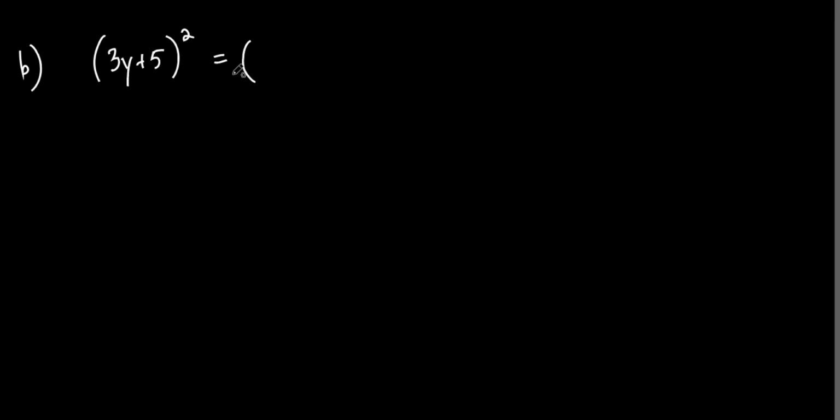So what does it mean to square something? You multiply it by itself. So we're going to rewrite it: 3y plus 5 times what? 3y plus 5. That's the first step.